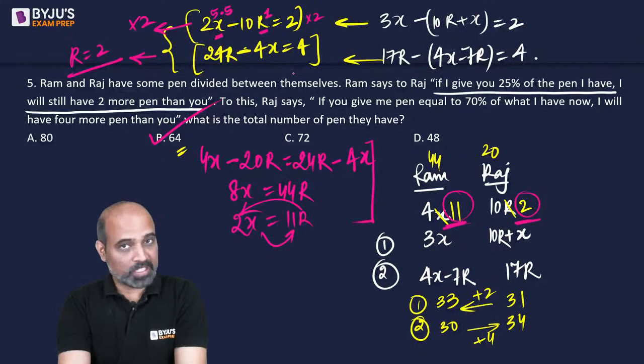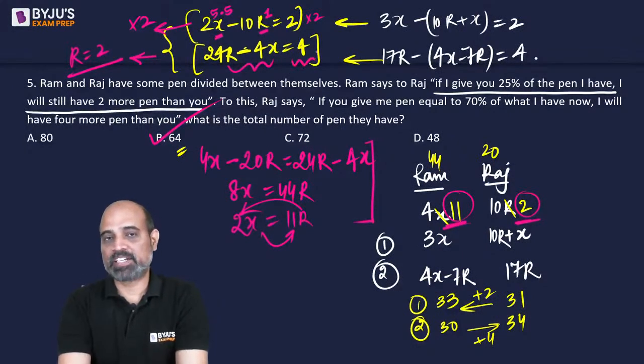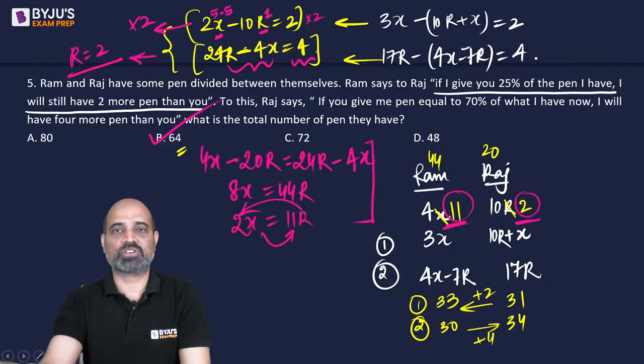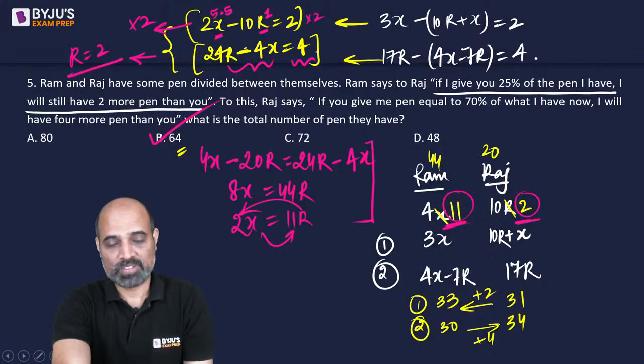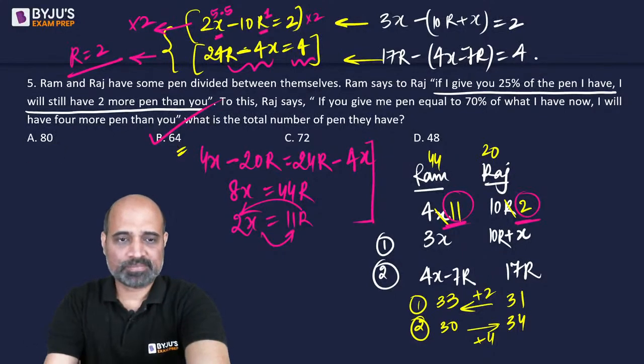ये बिल्कुल solvable है. I was wrong because I was adding on the left hand side, I was subtracting on the right hand side. So I was getting r is equal to 0. Wow, really? So silly mistake, right?